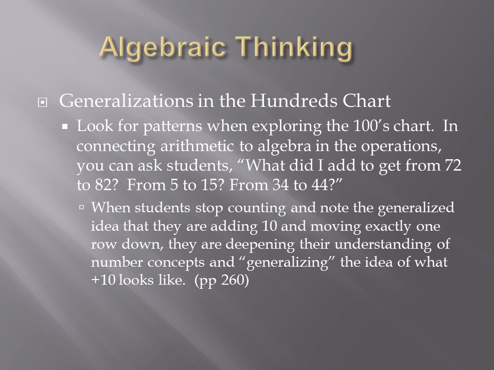Look for patterns when exploring the hundreds chart. In connecting arithmetic to algebra in the operations, you can ask students, what did I add to get from 72 to 82, from 5 to 15, from 34 to 44? When students stop counting and note the generalized idea that they are actually adding 10 and moving exactly 1 row down, they are deepening their understanding of number concepts and generalizing the idea of what plus 10 looks like.